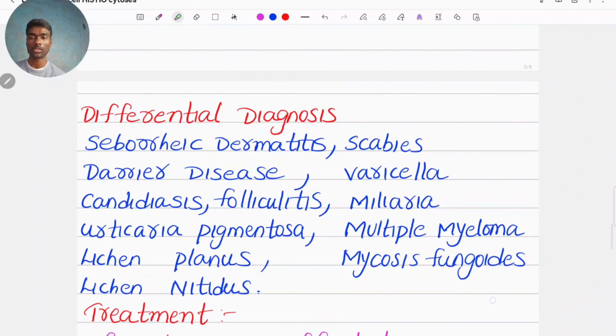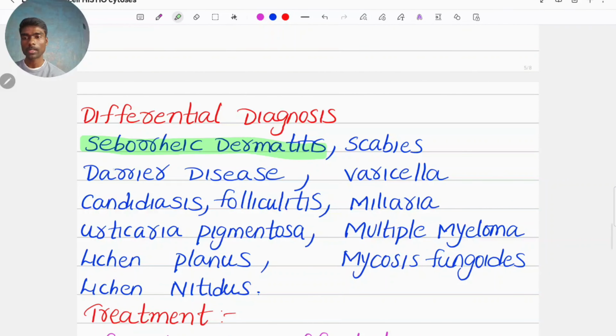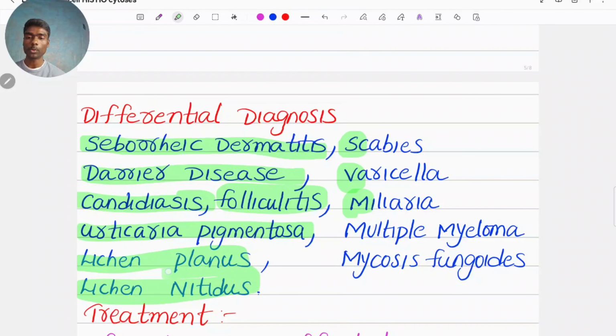Coming to differential diagnosis, as I already told you: seborrheic dermatitis, Darier disease, intertrigo, candidiasis, scabies, varicella, malaria, because it may have vesicles. Folliculitis, urticaria pigmentosa, lichen planus and lichenoid eruptions, as it may also have papules. Multiple myeloma and mycosis fungoides. Remember 3 M's: malaria, multiple myeloma, mycosis fungoides.